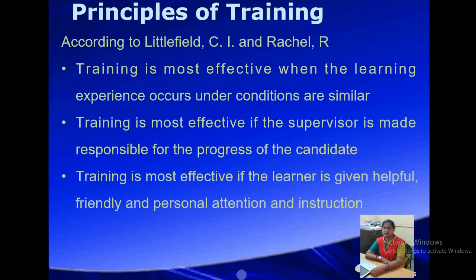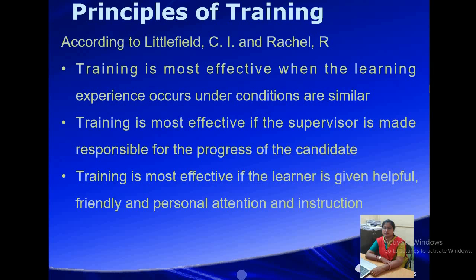So, training must be a continuous process, and must be planned systematically in order to accomplish the desired result efficiently. It must result in benefit both to the organization as well as employees. According to Rachel, in order for a training program to be effective, the following principles must be the basis for the training program. The first is that training is most effective when the learning experience occurs under conditions that are identical to the actual conditions that occur on the job.